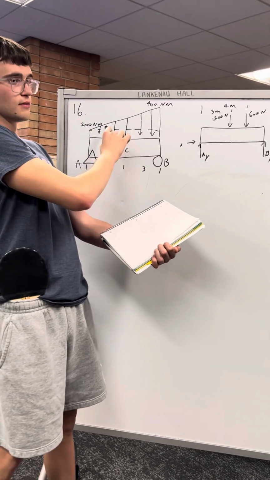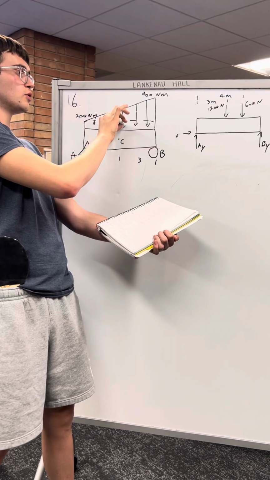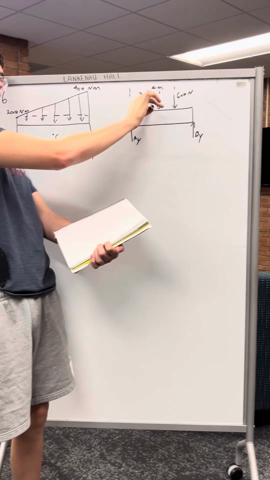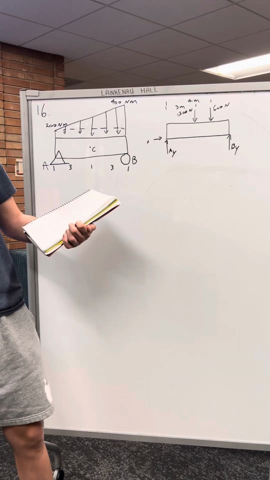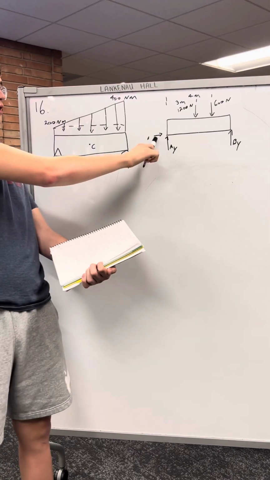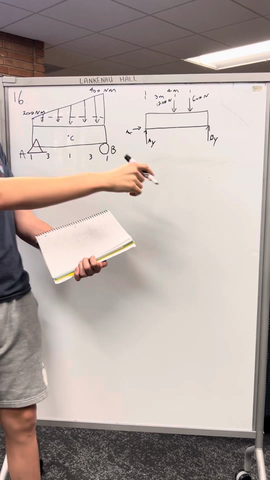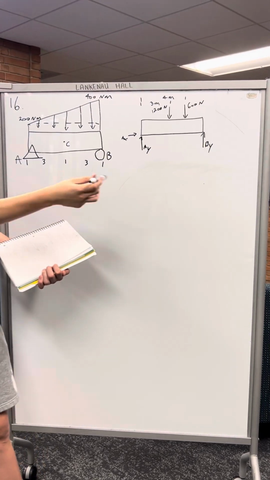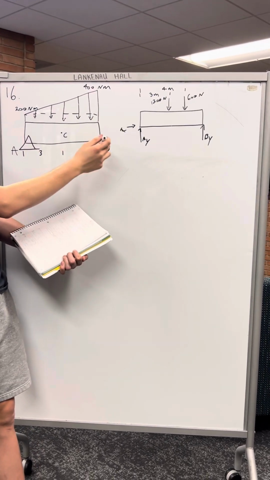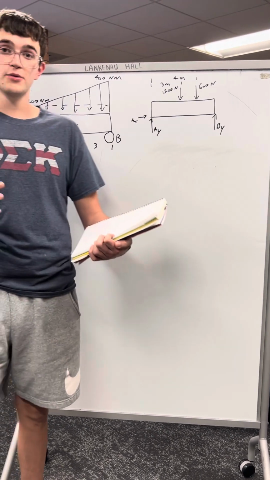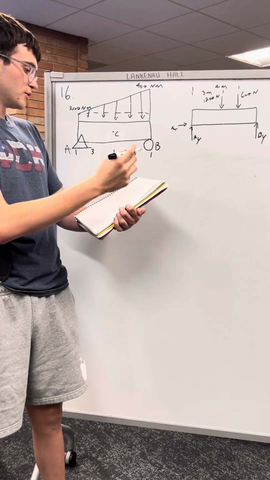Now for the rectangle, it's just uniform right down the middle, just base times height. So that's going to end up being 1200 newtons. Of course, we drew our Ax and our Ay and then our By over here. We only draw By because B is a roller, so there's no force in the X direction. All right, next we're going to do our sum of moments.